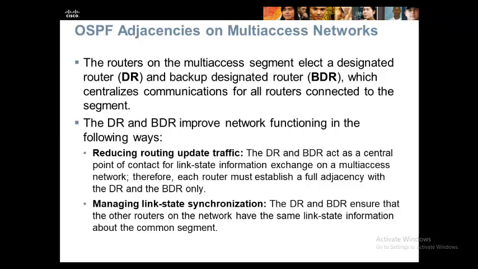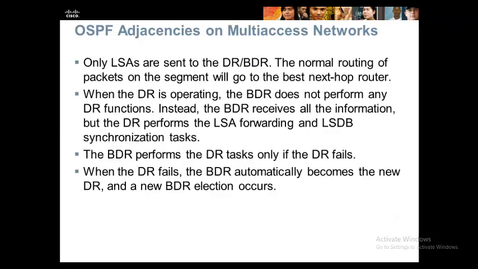And in case the DR fails, the BDR will become DR automatically and a new BDR will be elected based on the priority. And if the priority is a tie, then it is going to be based on the router ID. Are there any questions so far?